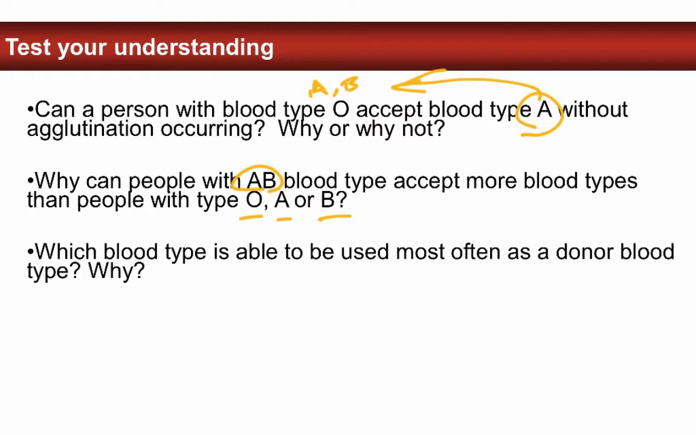So, next question, which blood type is able to be used most often as a donor blood type? Why? Well, O, because you don't have the second story on the antigen house. And the second story is either the A or the B antigen. So you can give type O blood to anybody without stimulating an immune response.